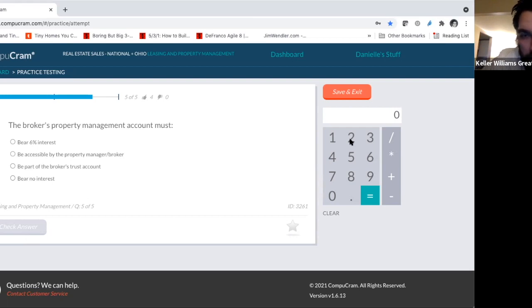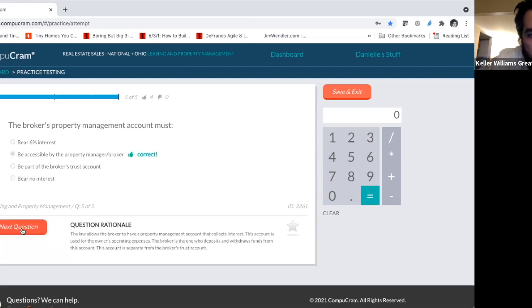We're thinking B, it looks like. Thinking B. That's correct. The law allows brokers' property management accounts to collect interest. This is different than a real estate brokerage account, which cannot collect interest. The broker has to have access to that, as does the property manager.